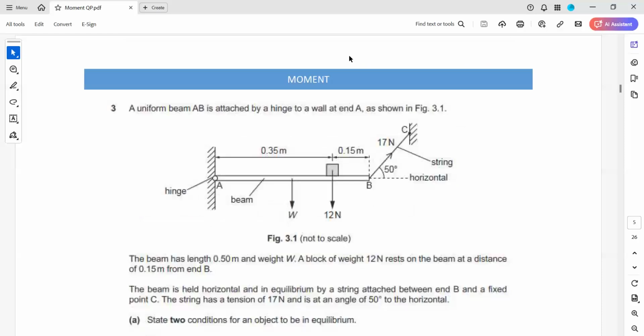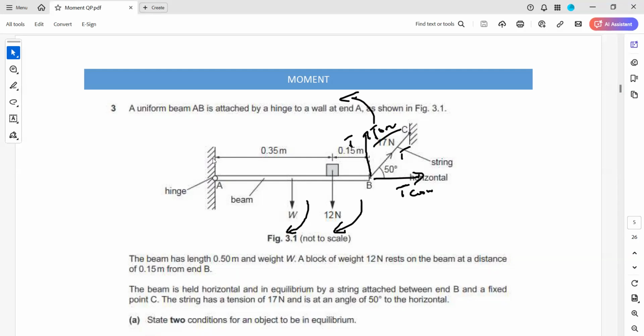Look, if you compare the turning effects, this weight is causing a clockwise turning effect. This 12 newton is causing an anti-clockwise turning effect. And there will be components of the tension, like tension T is there. This will be T cosine and T sine. So these components are causing an anti-clockwise turning effect. And the T cosine is in this direction.